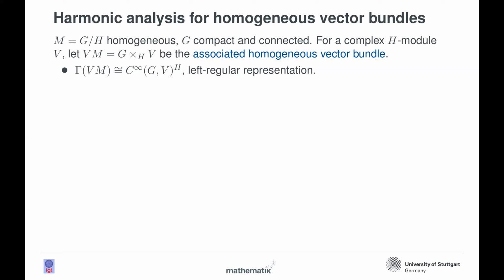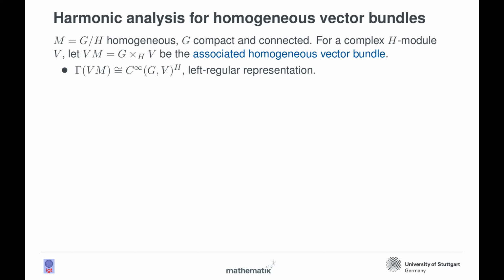The space of smooth sections can then be identified with just the space of smooth functions from G to V, which are equivariant under H. So the right multiplication with some element in H pushes through this function and turns into action on V. And on this space of functions, the group G acts by left translation. And this is called the left regular representation. So it's an infinite dimensional representation of the group.